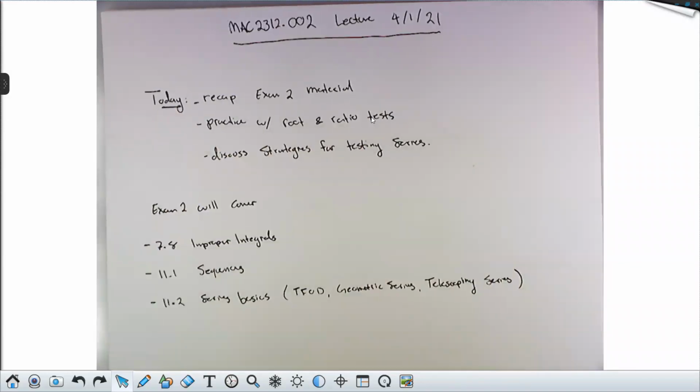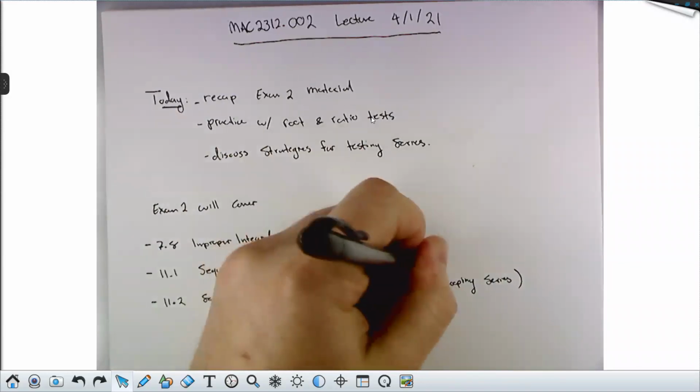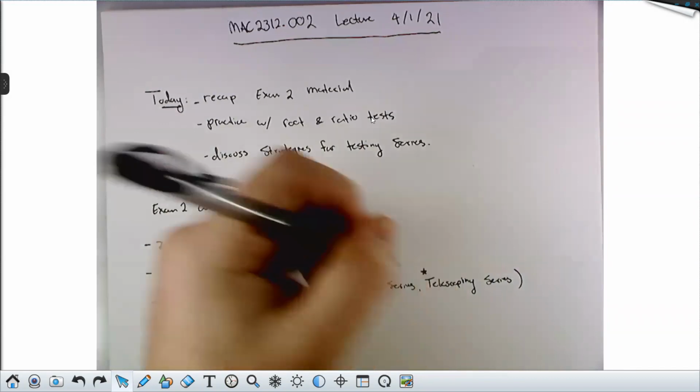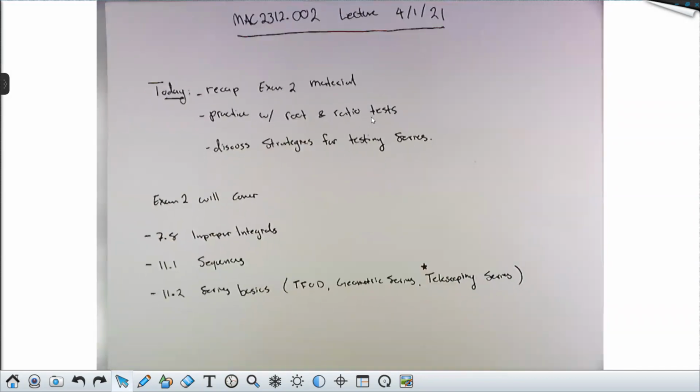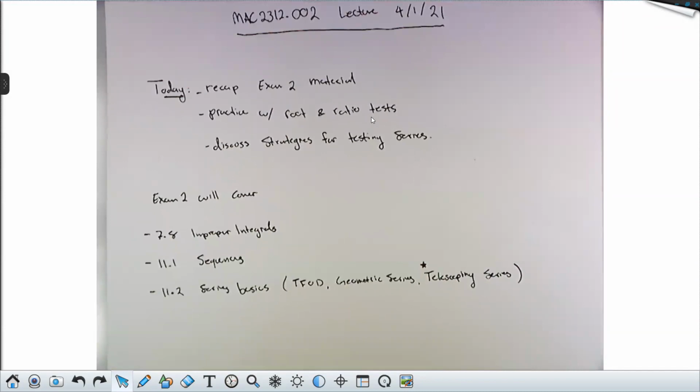And I want to put a little star here next to telescoping series. There absolutely will be a telescoping series on the test. Right? Exam 2 wouldn't be exam 2 without a telescoping series. So make sure you are comfy with these. I didn't put one of these in your study guide because, again, I don't want to overwhelm. This is something we talked about a while ago. But make sure you understand what telescoping series are and how to work with them.